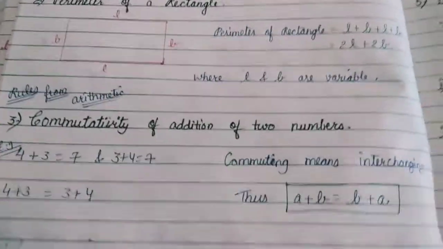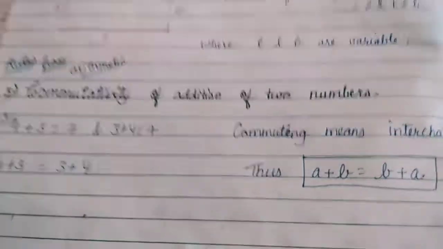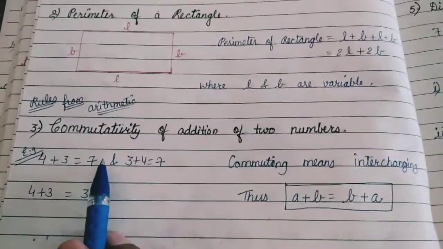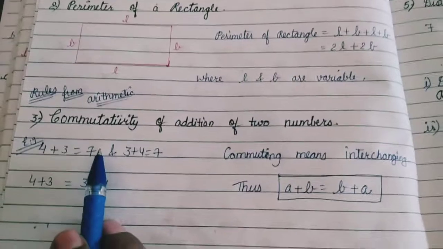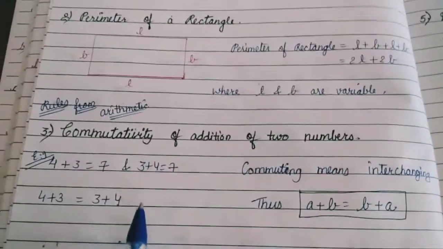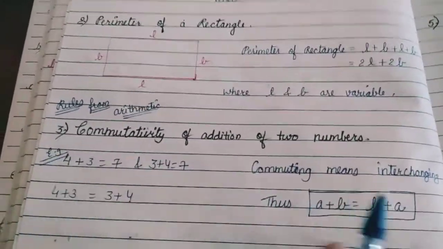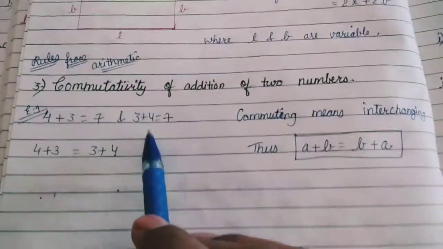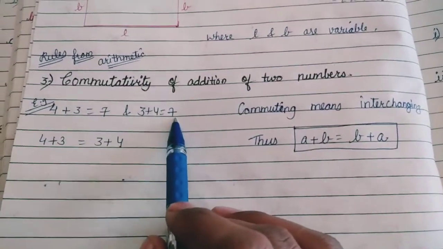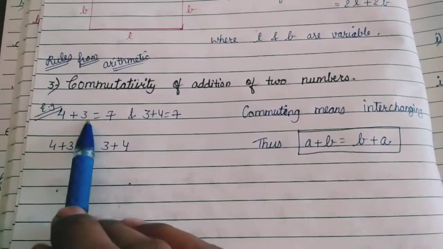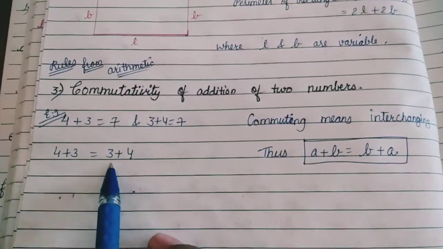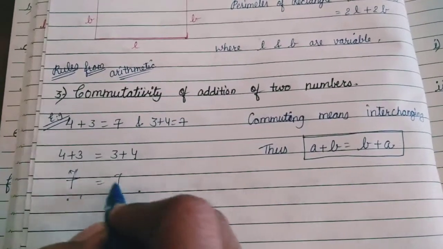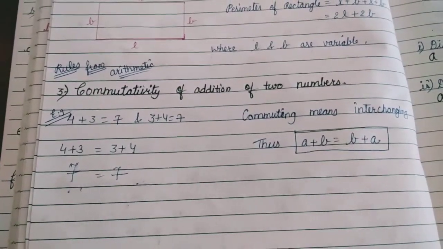Now the rules from arithmetic, which we see in the chapter whole numbers. Commutativity of the addition of two numbers. Firstly, we will see from an example, 4 plus 3 is 7. Exactly, 3 plus 4 is 7. It means when we change the order, 4 plus 3 or 3 plus 4, the answer will remain the same. Nothing will change in it.